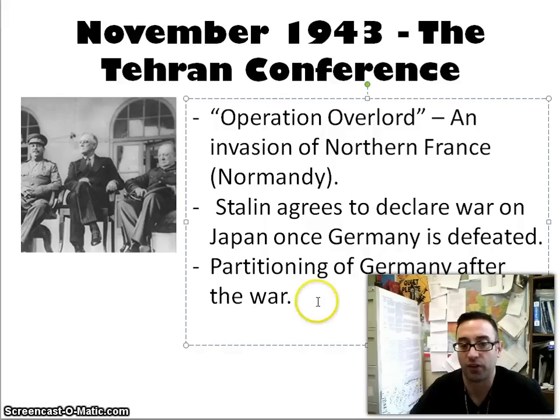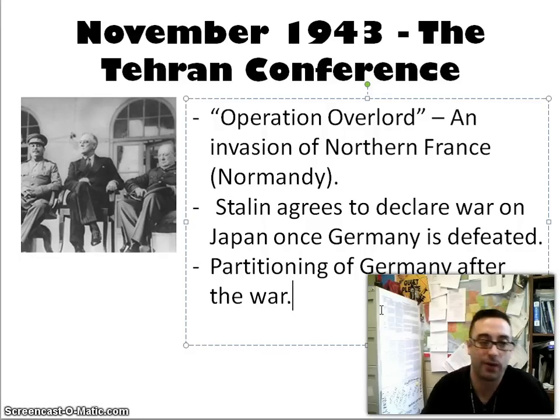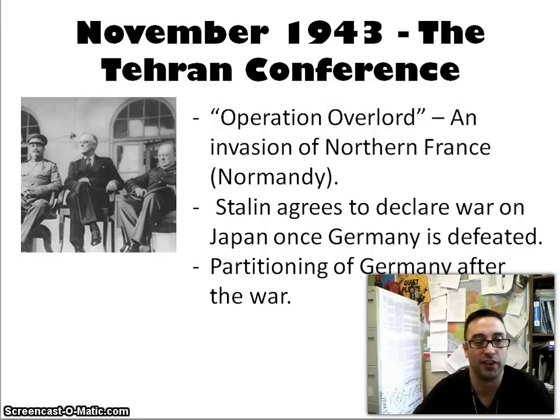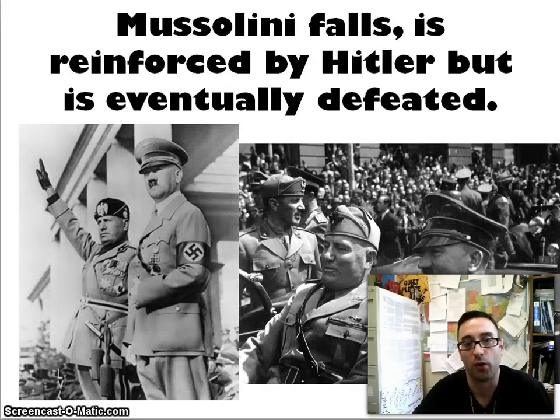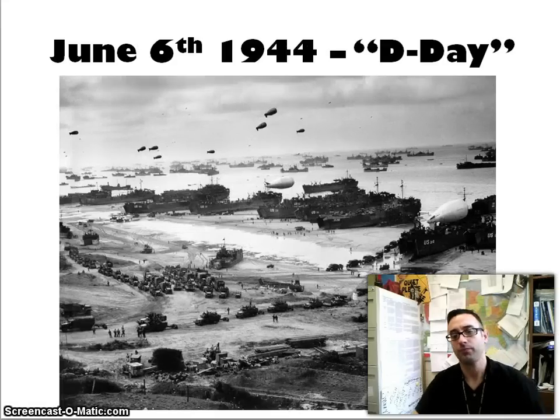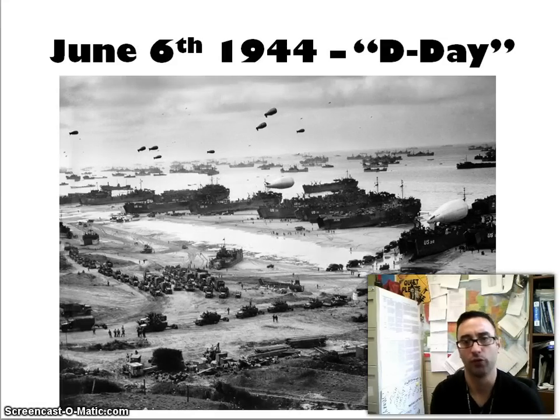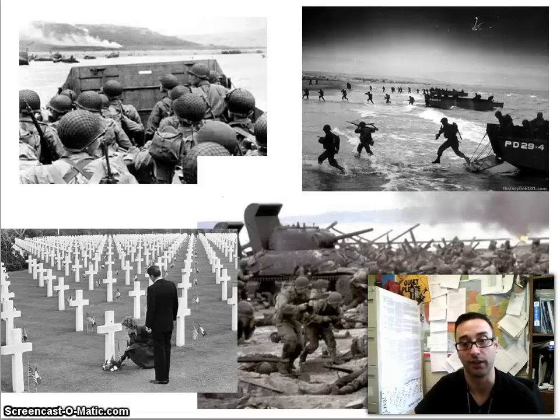Probably not as important for our study as this last part, which is the partitioning, or quartering off, of the nation of Germany after the war is over, with each of its respective areas run by members of this Big Three. Here's another image of the Big Three. Mussolini falls. We said he's reinforced by Hitler, but eventually defeated, so that alliance of the Axis powers is over. United States, UK, and Canadian forces will move towards northern France and Normandy and pound the beaches. Omaha Beach is one of the more famous ones, for example, on D-Day. Here are some more images of that.